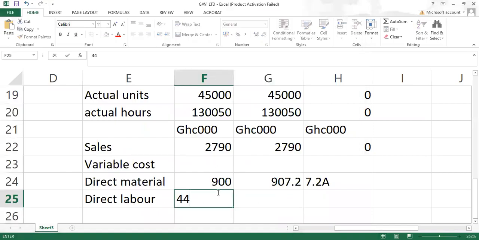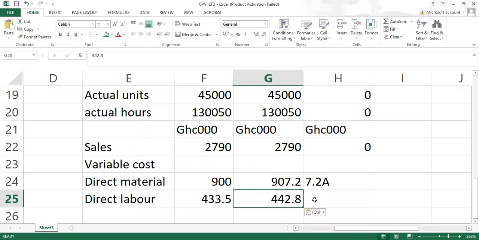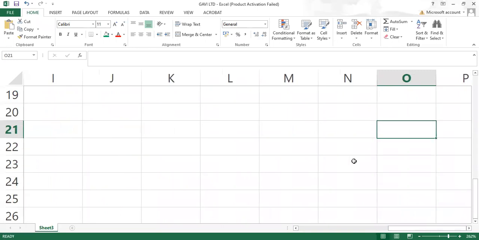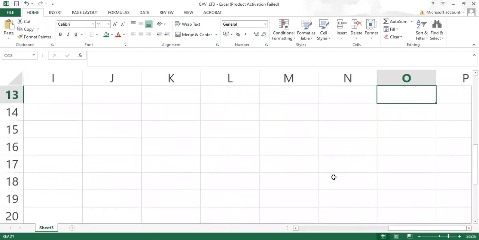433.5. What was the actual overhead? It was 442.8. What is happening? Do we spend more? I didn't get the 433.5.